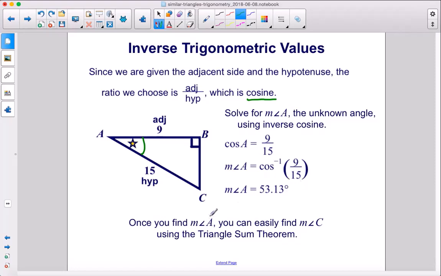Once you find the measure of angle A, you can easily find the measure of angle C using the triangle sum theorem. So the angle here would be 90 degrees minus 53.13 degrees.